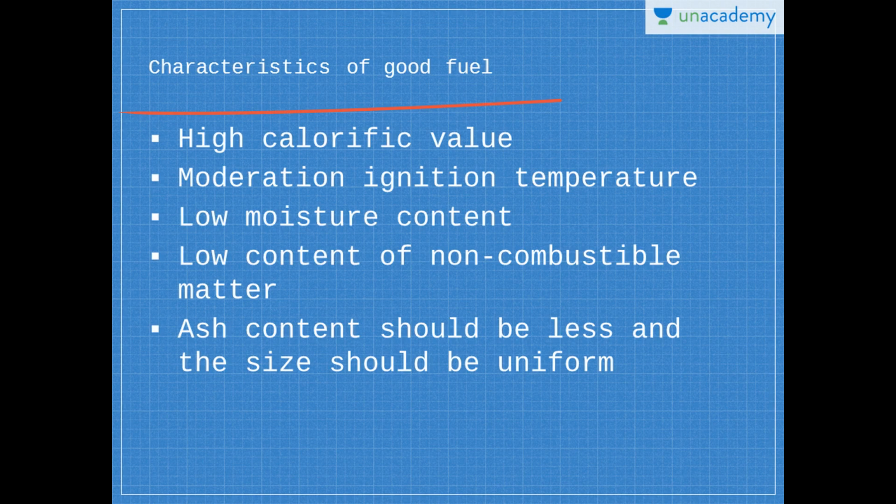So what are the characteristics of a good fuel? The characteristics of a good fuel are, it should have a high calorific value. It should have a moderate ignition temperature. So the ignition temperature should be very moderate. It should contain low moisture content, the non-combustible matter must be of low content, the ash content in the fuel must be less, and the size of the ash must be uniform.